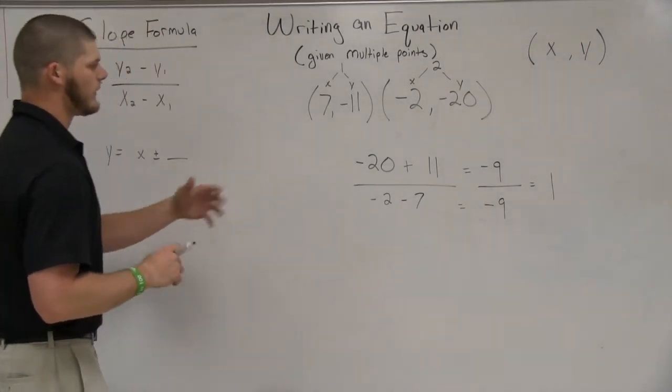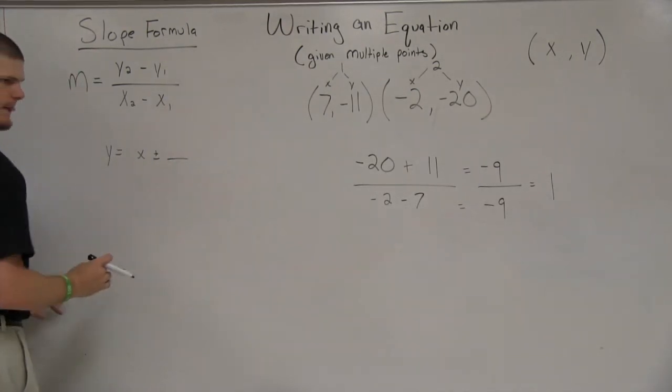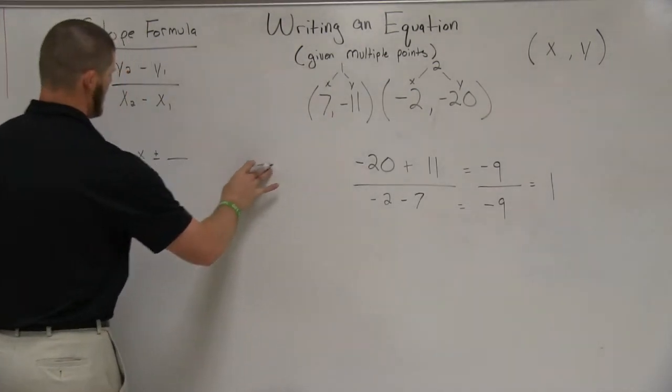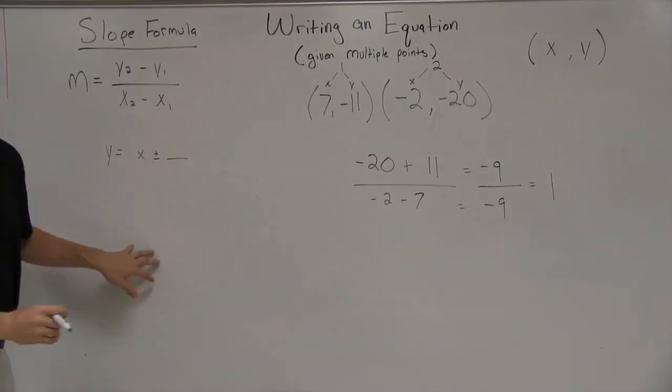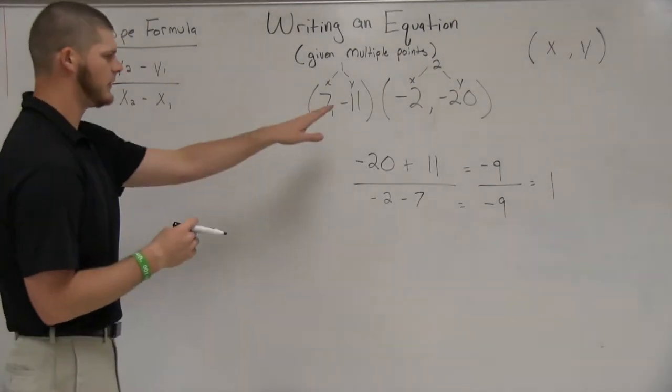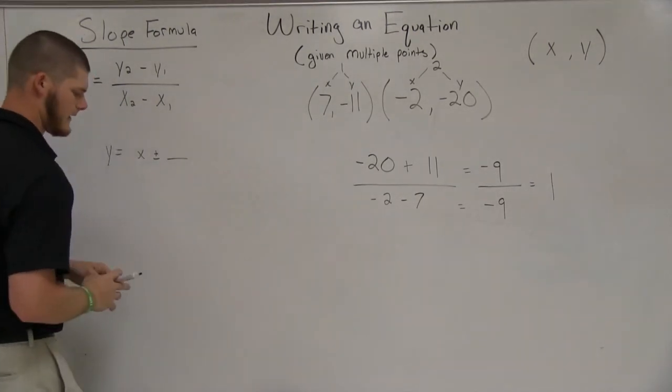So next time we will look at how to take our slope and one of these points and find our full equation. And then we'll do both together, starting with 2 points and going all the way through our entire process. All right, thank you.